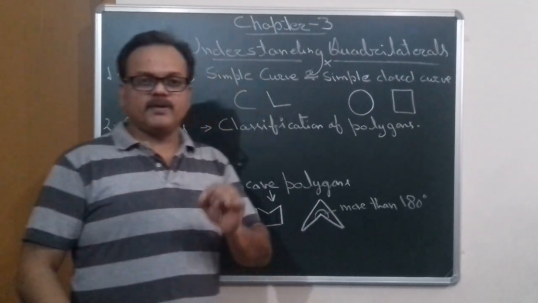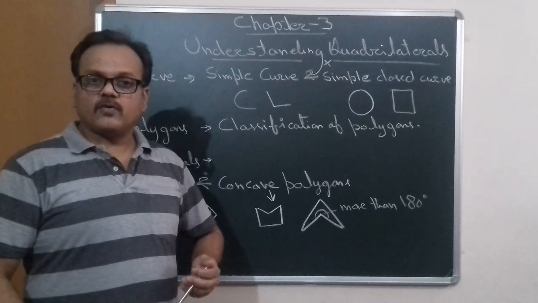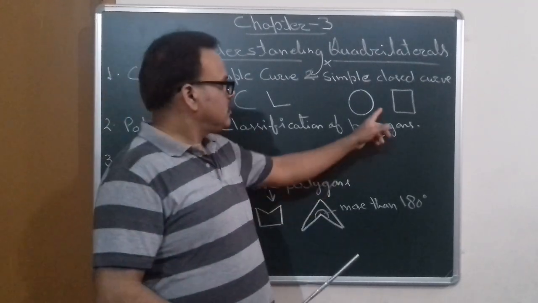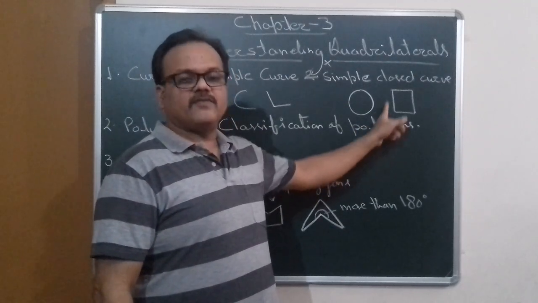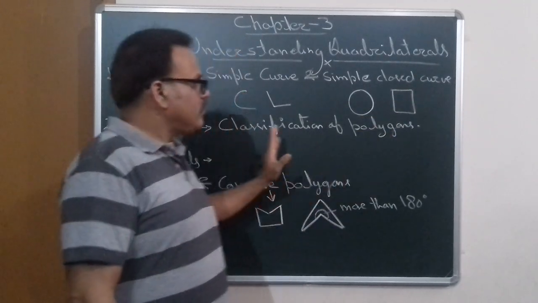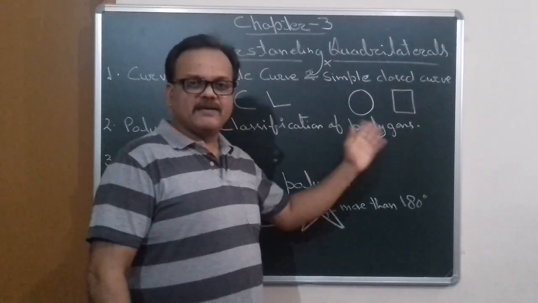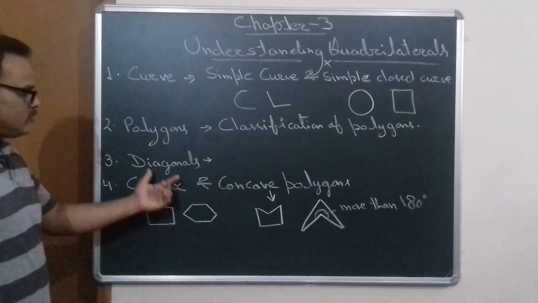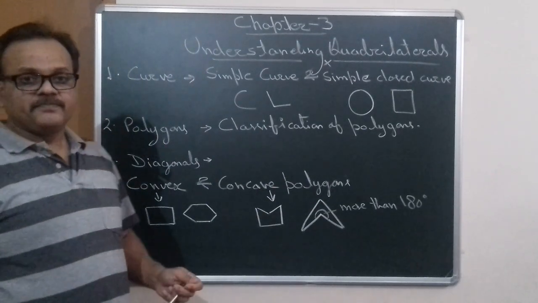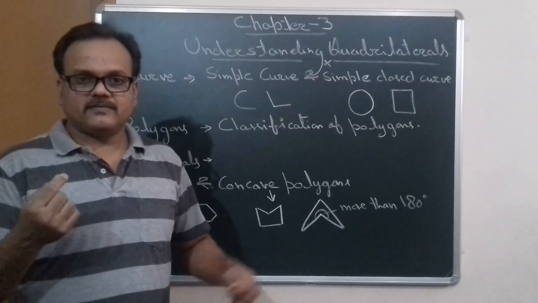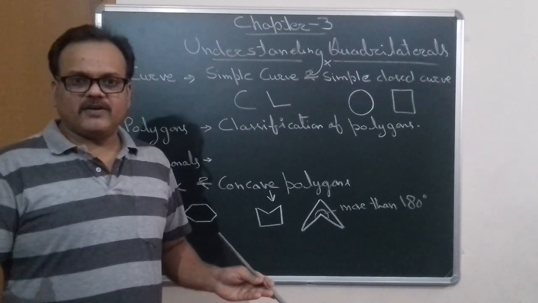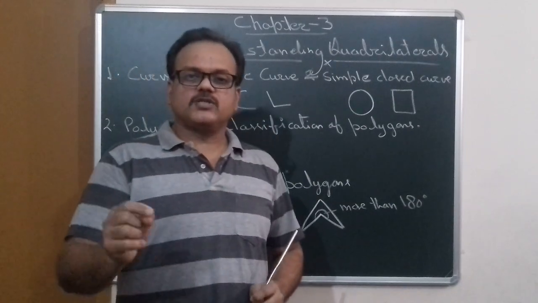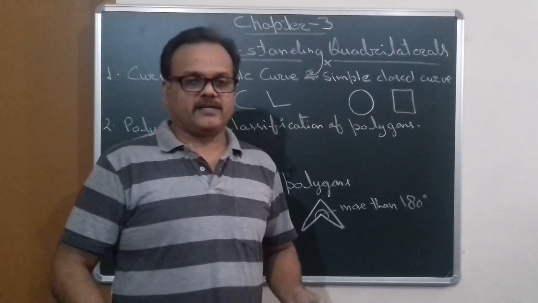Clear? Classification of polygons means we have to name them according to the number of sides. The minimum is a triangle, which has three sides. Like this, a square or quadrilateral has four sides. So with the help of the sides we name them, and that is called the classification of polygons. Now come to diagonals. A diagonal is the straight line which joins two vertices, except adjacent vertices, of a polygon.